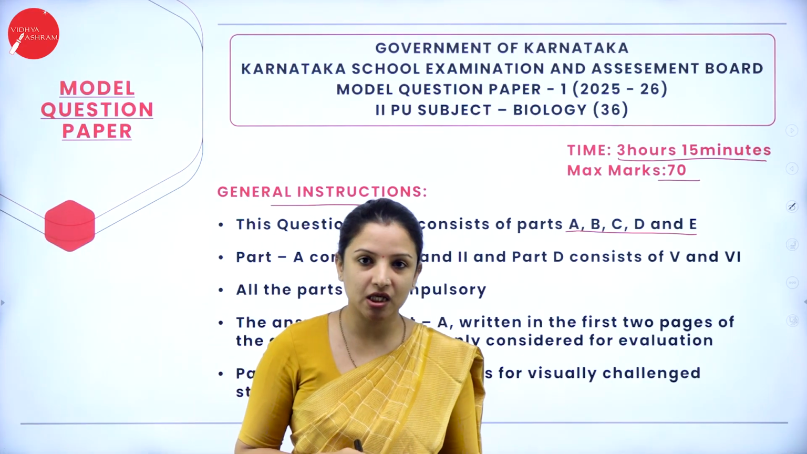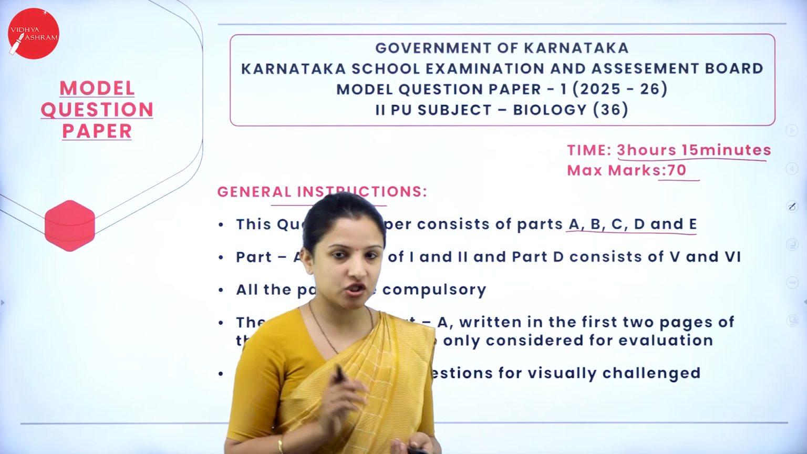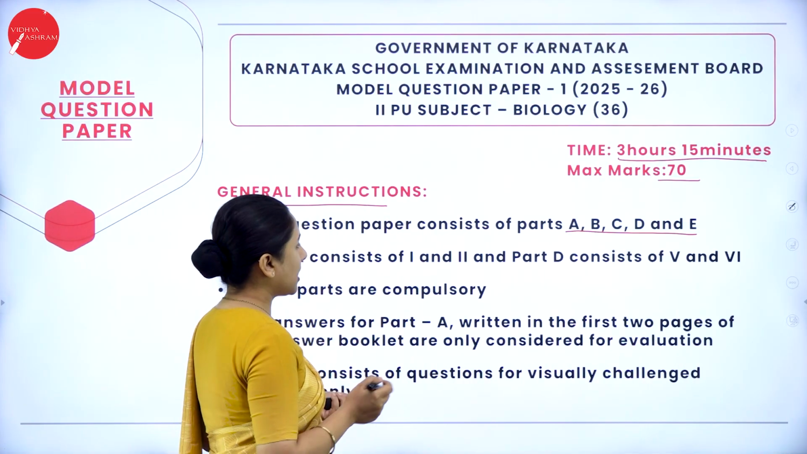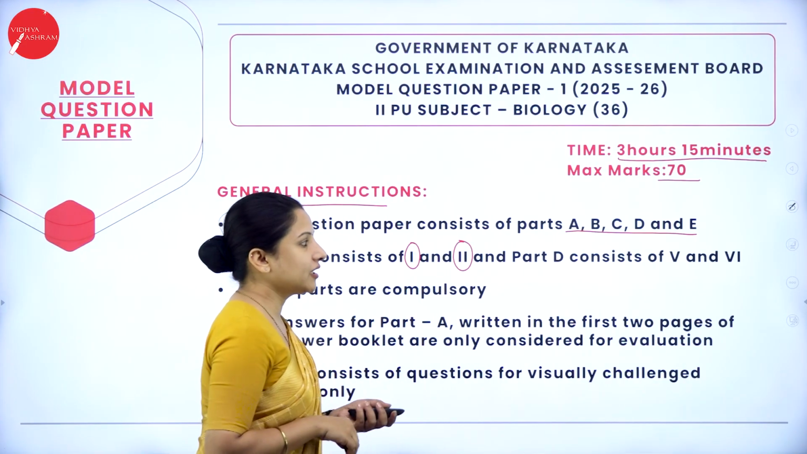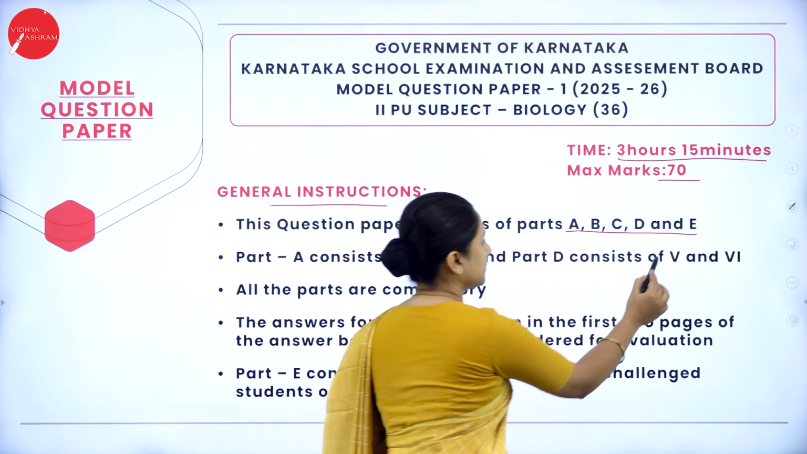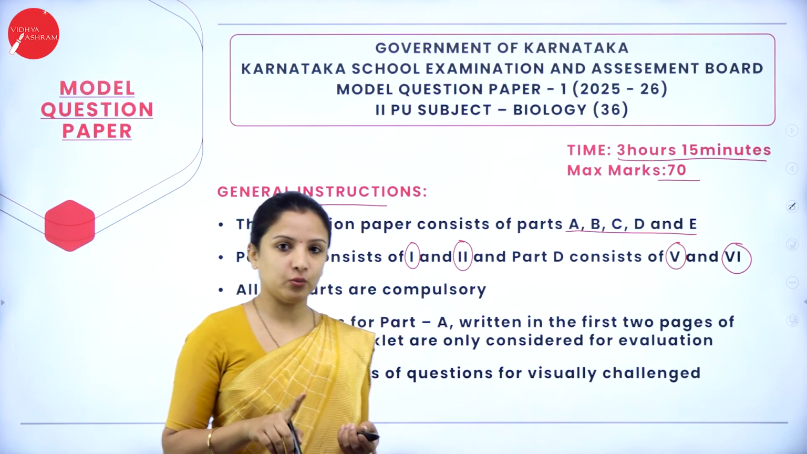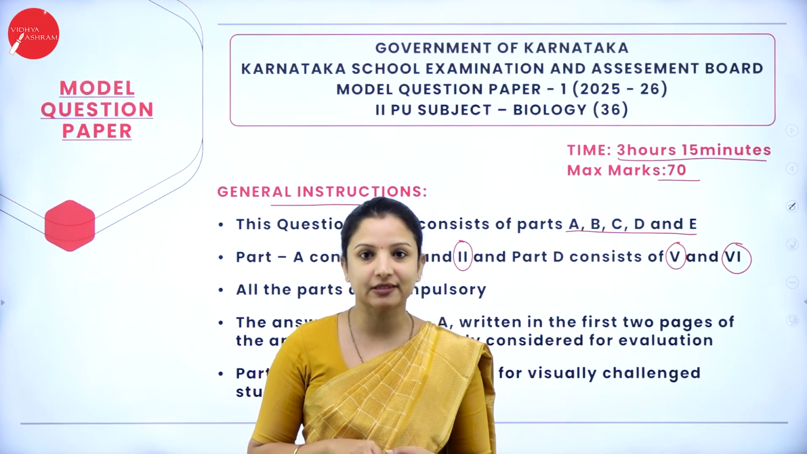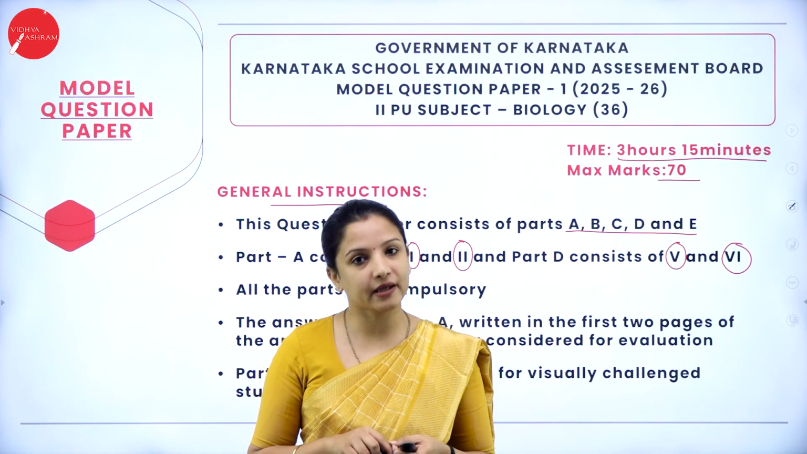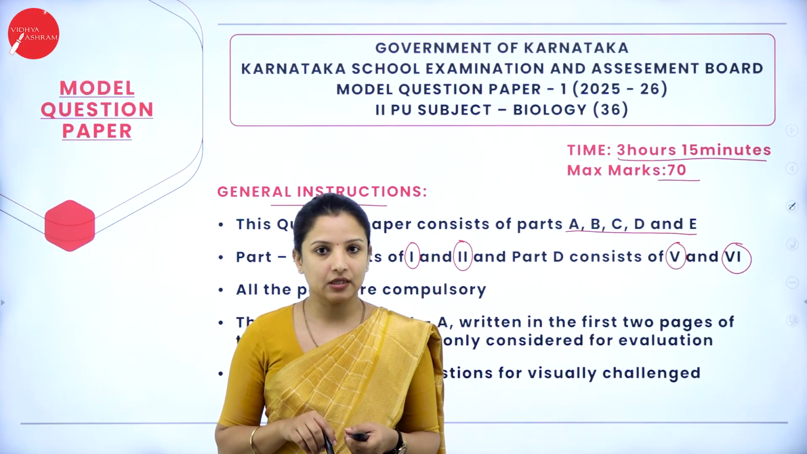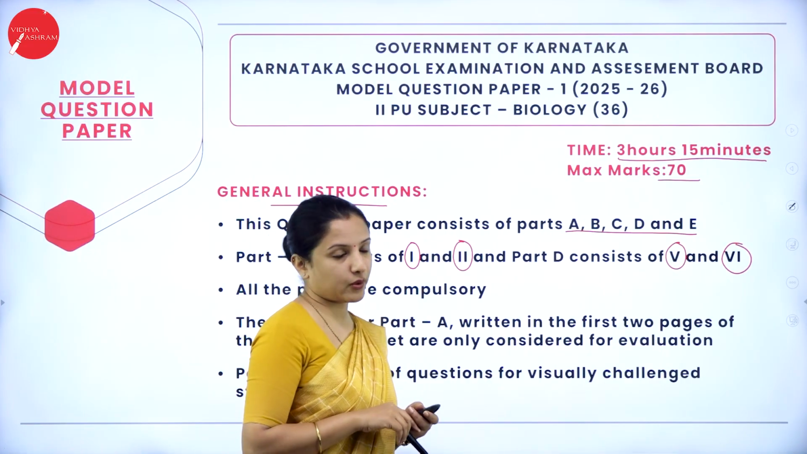The question paper consists of 5 parts, that is A, B, C, D and E. A, B, C and D are the parts to be answered. E is for the visually challenged. Next, part A consists of 2 mains, main 1 and main 2, and part D also consists of 2 mains, main 5 and main 6. Main 1 will consist of multiple choice questions carrying 1 mark each, that is 15 questions, and main 2 will consist of fill in the blanks with options, carrying 1 mark each. So main 1 and main 2 will have a total of 20 marks.